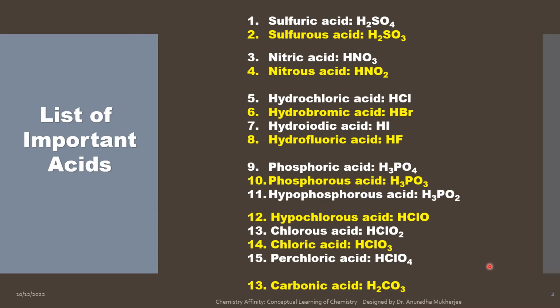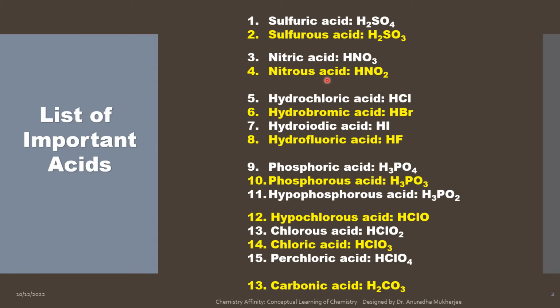Here, all the important acid molecules, the name and the formulas have been given. First one is sulfuric acid and sulfurous acid. If you look at their structure carefully, you can see only the number of oxygen atoms has been changed. Sulfuric acid is H2SO4, where the number of oxygen atoms is 4. In sulfurous acid, the formula is H2SO3, so the number of oxygen atoms is 3. So here you can see the number of oxygen atoms is different for sulfuric acid and sulfurous acid.